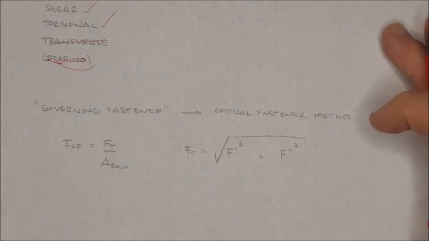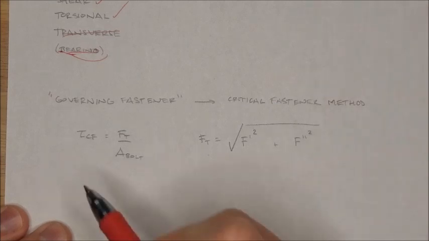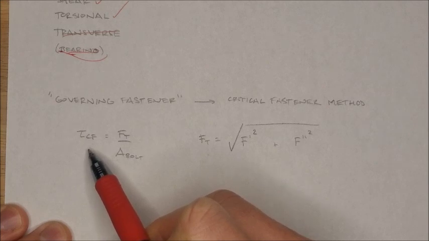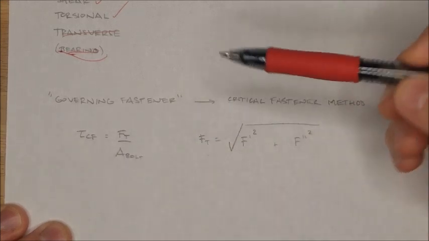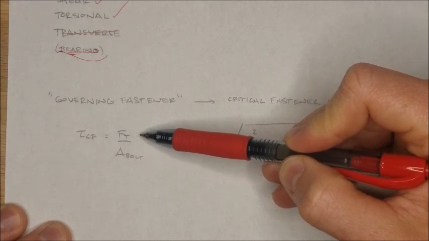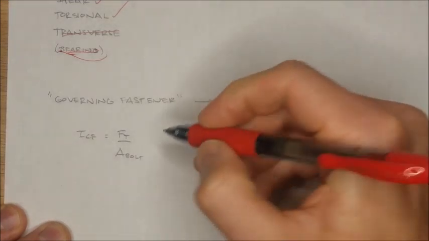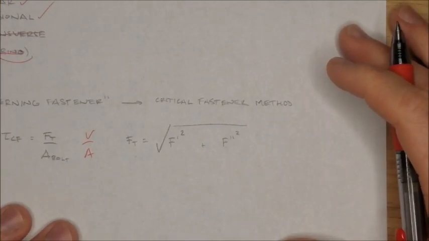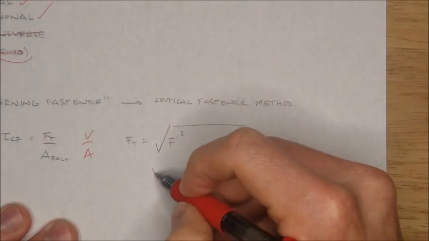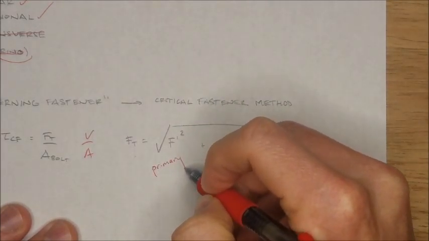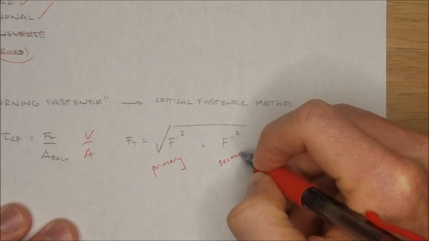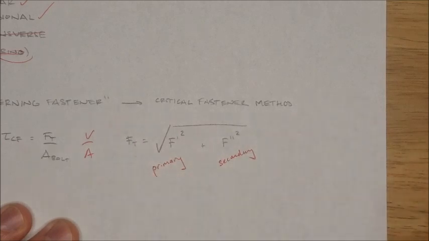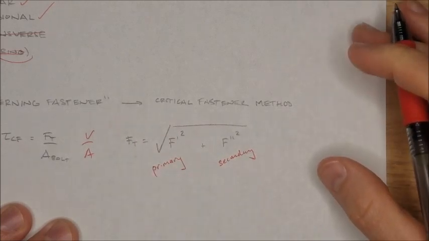Okay. If we're using the critical fastener method, we know we're going to be solving for the shear stress in the critical fastener. And that's very simple. It's our generic shear formula, our total shear force over the shear area of the bolt. That's simply V over A. And Ft is going to be a vector sum of our primary shear stress and our secondary shear stress. And that's it. That's the only formula that's non-standard about how to solve this problem. So let's go through the steps.